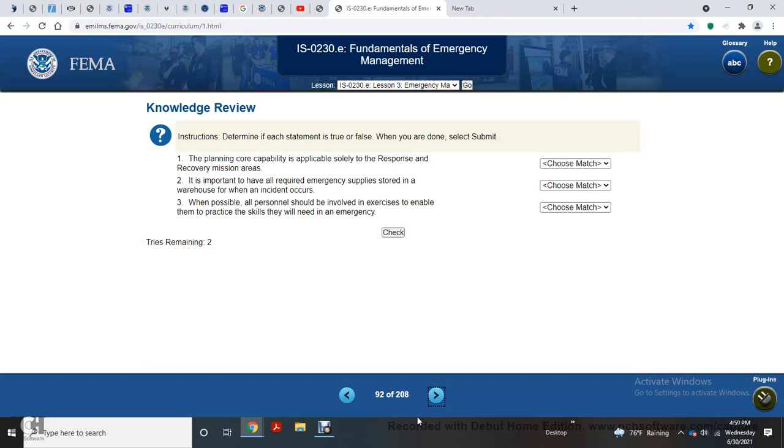Alright, knowledge review. Determine whether each statement is true or false. When you're done, submit. The planning core capability applies solely to response and recovery missions. True or false? It is important to have emergency supply warehouses stocked before an incident occurs. True or false? All persons should be involved in the exercise to enable them to practice skills they may need for an emergency.